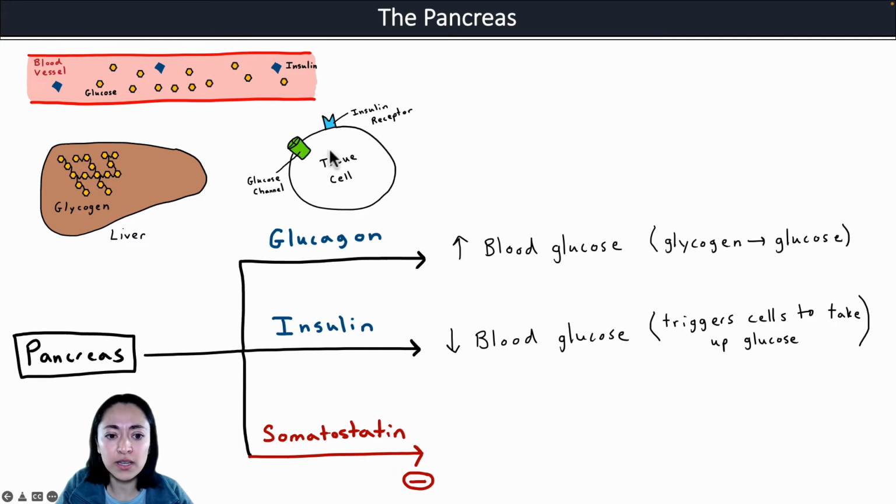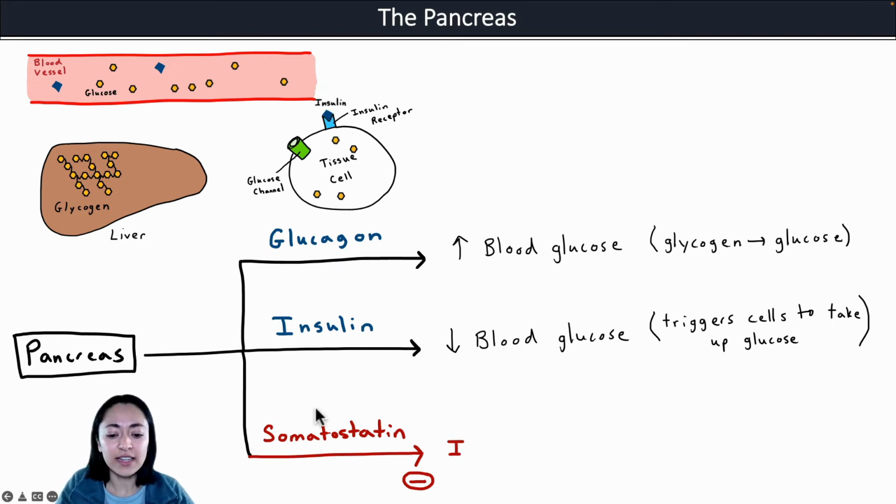Okay, so imagine this. Here we have a tissue cell. It could be pretty much any cell in our body, and it has an insulin receptor on it. So it has a protein on it that can bind to insulin. When insulin binds to this insulin receptor, it opens glucose channels on the cell membrane of that tissue cell. Here you can see the channel opening. That's going to allow glucose to move into that tissue cell. So insulin, again, is really important in lowering the blood glucose levels, and one of the ways it does that is trigger cells to take up glucose.